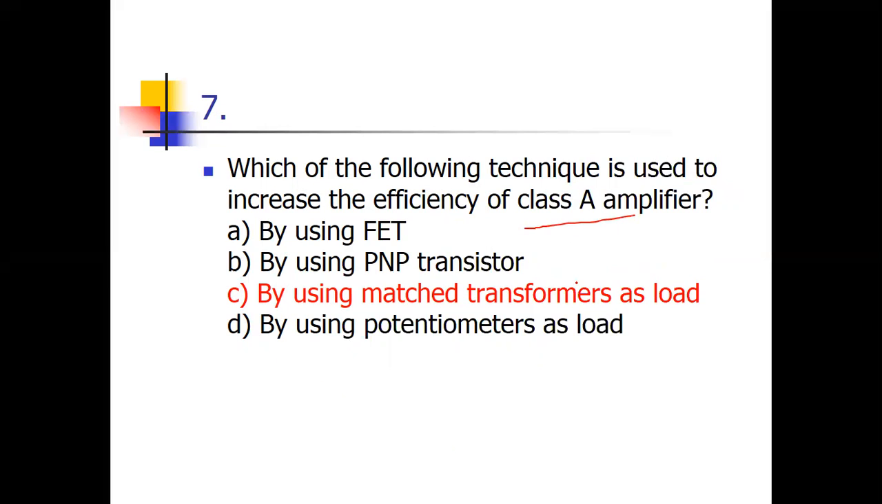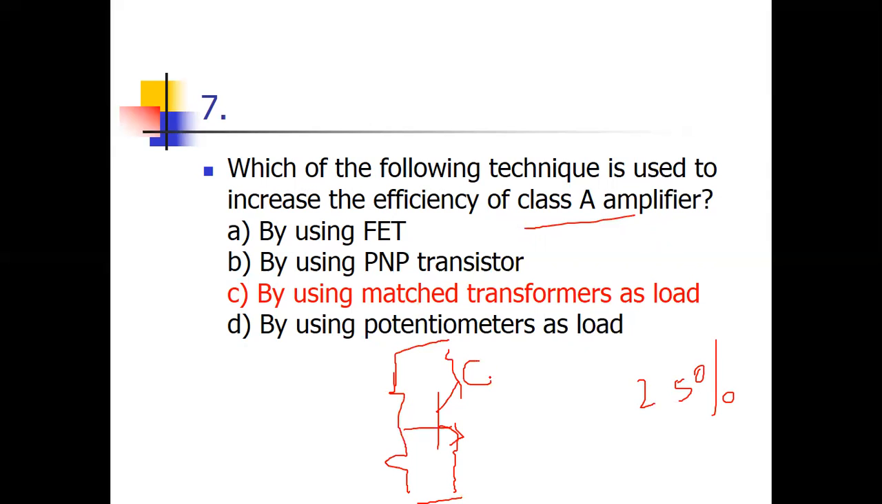Remember, a class A power amplifier is like a common emitter amplifier. In the common emitter amplifier, if you remember, this is the voltage divider network, this is your common emitter amplifier, or we can say power amplifier. But its efficiency will be 25%. If you want to see the derivation, you can watch my previous lectures. I have explained the whole derivation of it.